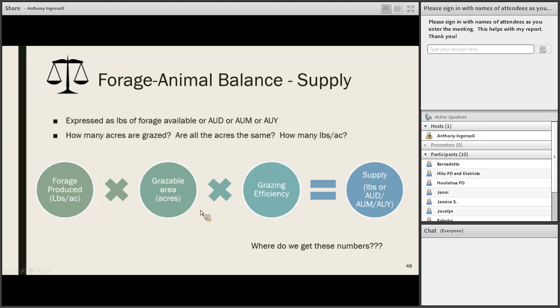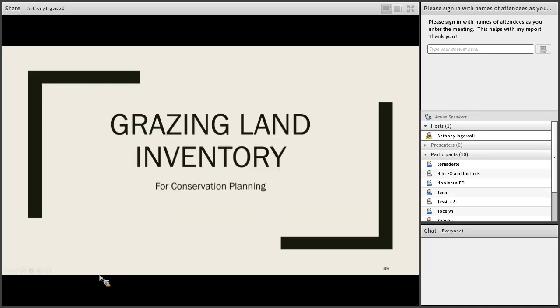Not all the acres are the same in production either, so we have to look at that and ask ourselves, is it different? Does the forage composition, the pasture composition, change from one area to another? In really large grazing systems it can, if you're going from a higher elevation to a lower elevation, for example, or sometimes across soil types or other plant cover. So we need to start pinning some of those numbers down in order to calculate a forage animal balance. So where do we get those numbers? Well, we'll talk about that in the grazing land inventory.